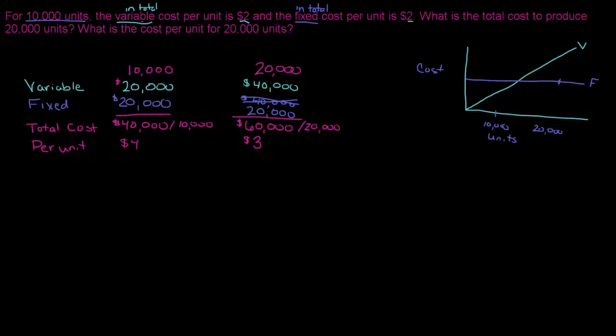So this $20,000 gets spread out by twice as many units. Okay, so if I just look at my fixed cost per unit, what happens to my fixed cost per unit? Well, my fixed cost per unit here, 20,000 divided by 10,000, is $2 per unit. At 20,000, 20,000 divided by 20,000 is $1 per unit. So my fixed cost per unit is falling because I have the same amount of cost, but I'm spreading it out over more units.